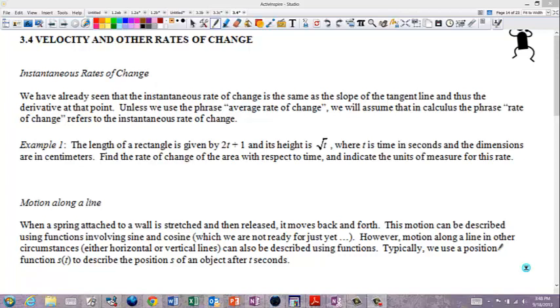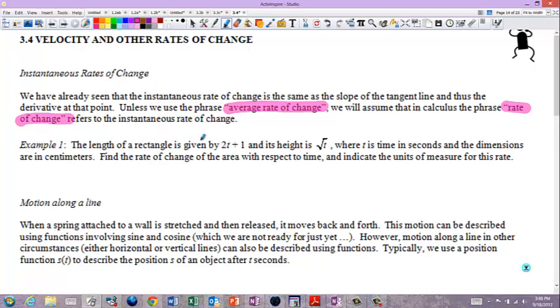Alright guys, 3.4, velocity and other rates of change. We've already connected position and velocity and acceleration yesterday with the CBR activity. But it says we have already seen that the instantaneous rate of change is the same as the slope of the tangent line, and thus the derivative at that point. Unless we use the phrase average rate of change, it's very important, we will assume that in calculus the phrase rate of change refers to the instantaneous rate of change or the derivative.